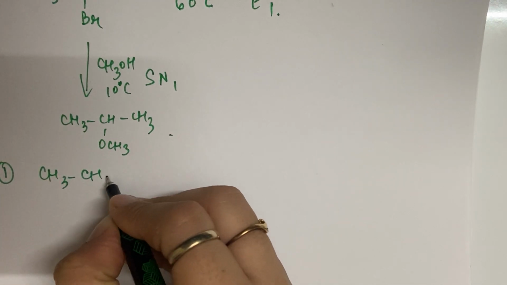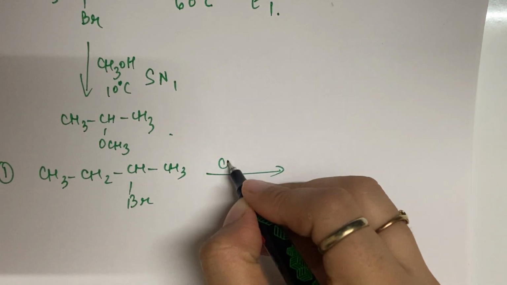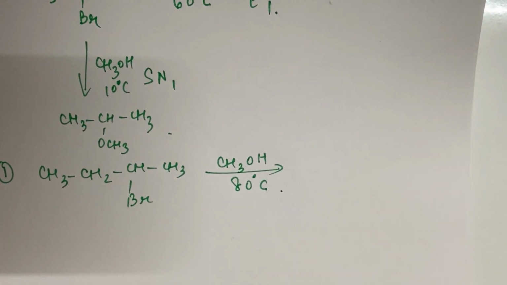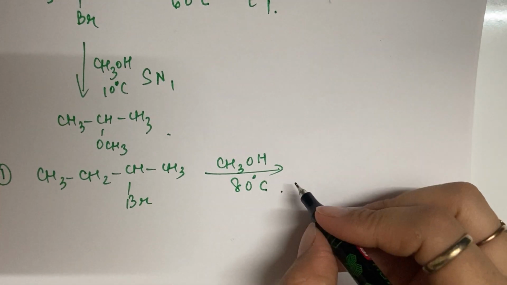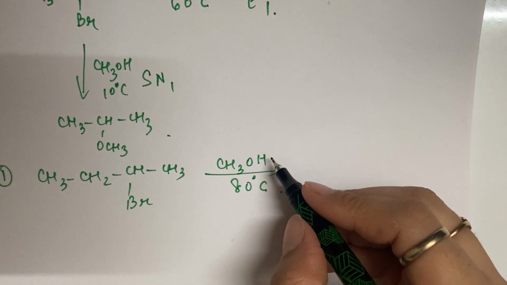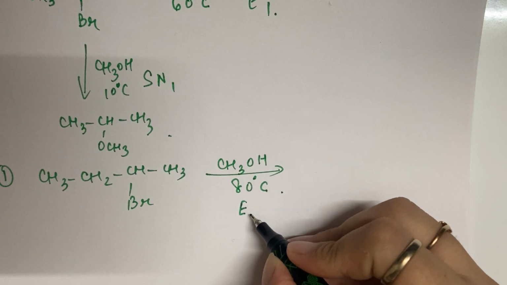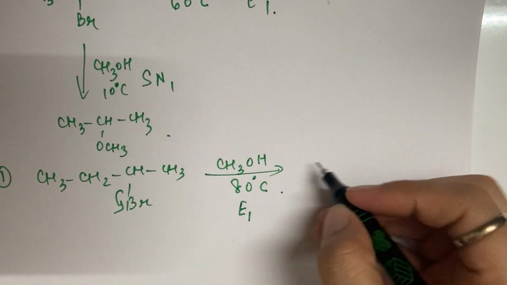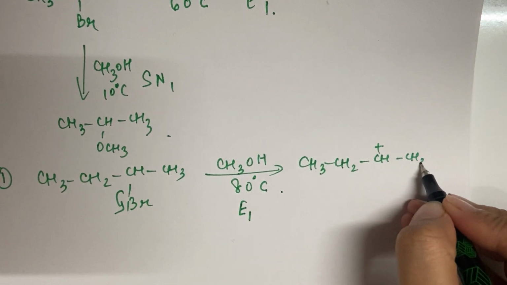CH3CH2CH(CH3)Br. You can pause the video and then you can try. CH3OH you're taking at 80 degrees Celsius. You can pause and then try. Yes, so you're right. This is a weak nucleophile, so weak nucleophile and the temperature is high. So which type of reaction it will be? Yes, it is E1 reaction. So in this case it will form what? Br will go from here. It will form CH3CH2CH+CH3.